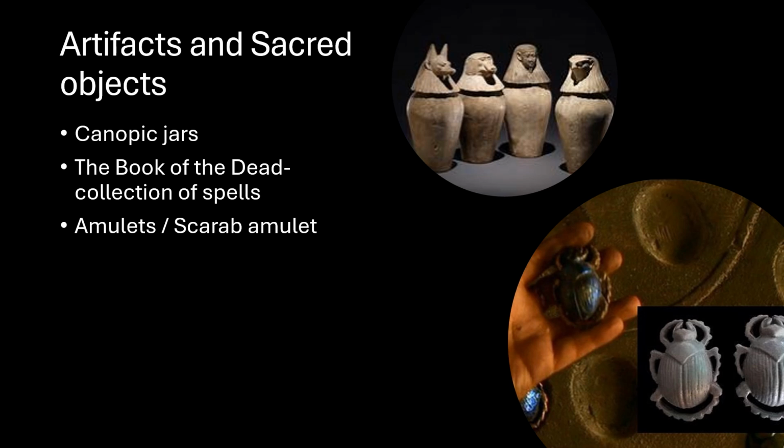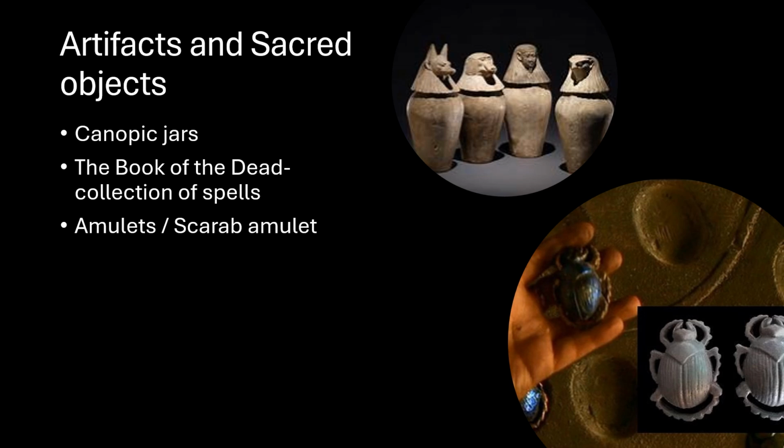Canopic jars were shown in the movie, and they were used in the mummification process. They were used to store the organs. The Book of the Dead was an actual sacred object, but it was actually a collection of spells meant to guide the deceased through the afterlife. And it was written on papyrus scrolls and placed in the tombs. And it was to protect the dead from the dangers of the underworld.